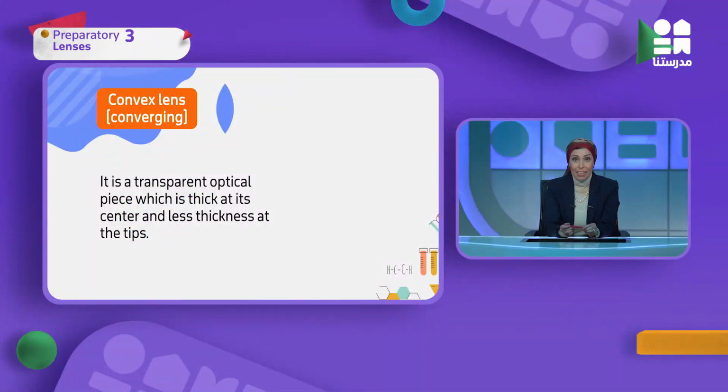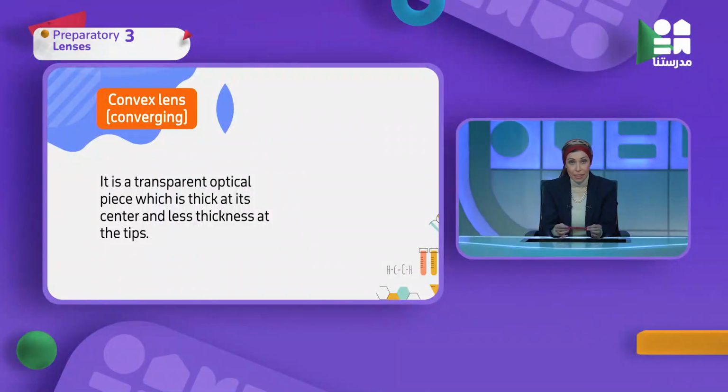What's meant by the convex lens? It's a transparent optical piece. I said before it's transparent at the beginning, meaning see-through. What's meant by optical? I said at the beginning of the unit that we use the word optical to describe anything that light passes through. It came from the big nerve found in our eyes that's called the optical nerve.